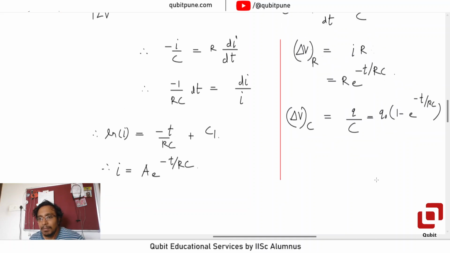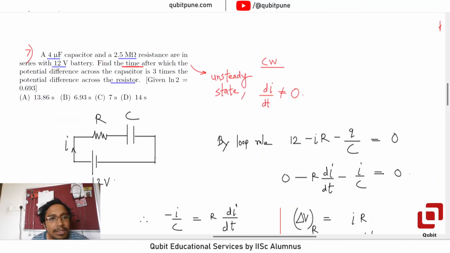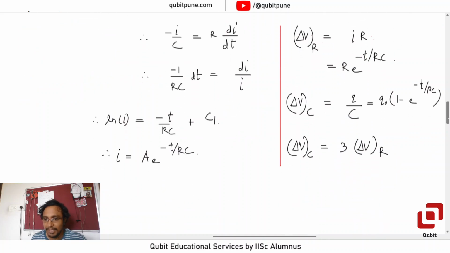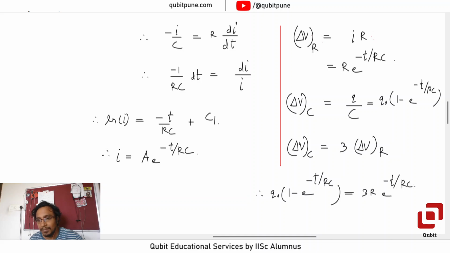So we want delta VC to be 3 times delta VR. That is what was asked. We want the time at which the potential difference across the capacitor is 3 times the potential difference across the resistor. Yes, sir. Q naught will get cancelled. No, wait, let me write first. Q naught 1 minus e to the power negative t by RC is equal to 3 into R into e raised to minus t by RC.